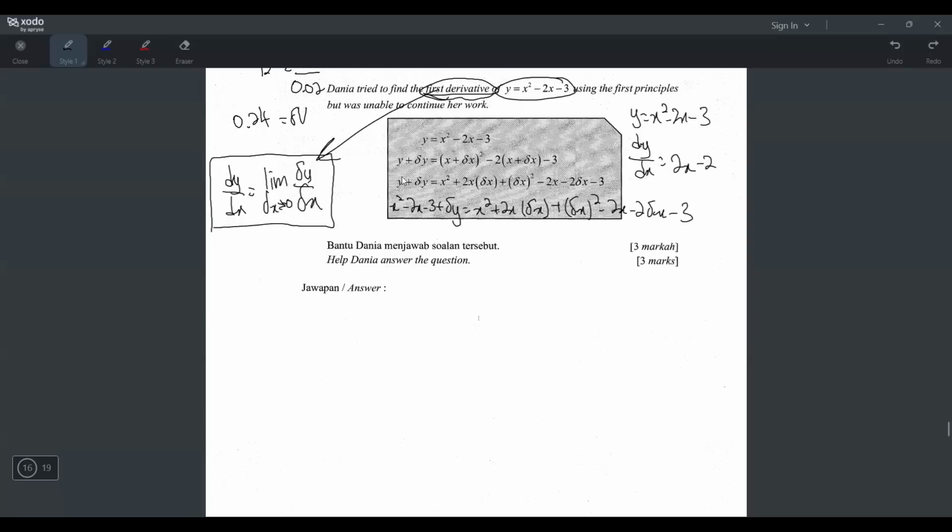But actually, when you substitute the y inside here like this, you can cancel already. x squared minus x squared, you see, can cancel. Negative 2x plus 2x also can cancel. Negative 3 plus 3 also can cancel. So you are left with delta y. But don't forget, you want delta y over delta x.